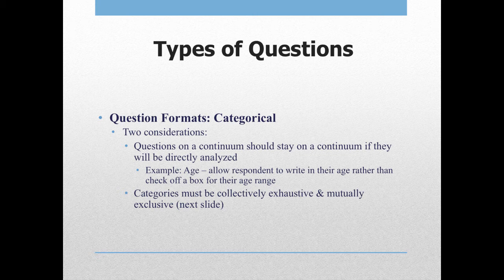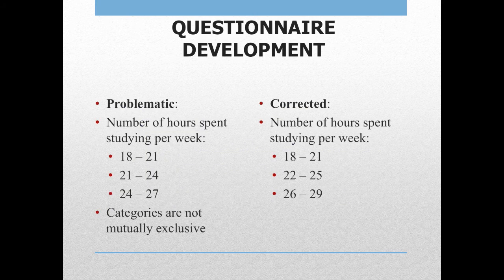The other thing is that categories need to be exhaustive and mutually exclusive, and I'll explain what that means right now. Here is a thing that is not mutually exclusive. If you're asking somebody the number of hours spent studying per week, and you have 18 to 21, 21 to 24, 24 to 27, and I check 18 to 21, like if I am studying exactly 21 hours, I could go in two different categories. People screw this up all the time. So make sure that your categories are mutually exclusive, meaning you must be in one and not the other. So over here is better: 18 to 21, 22 to 25.